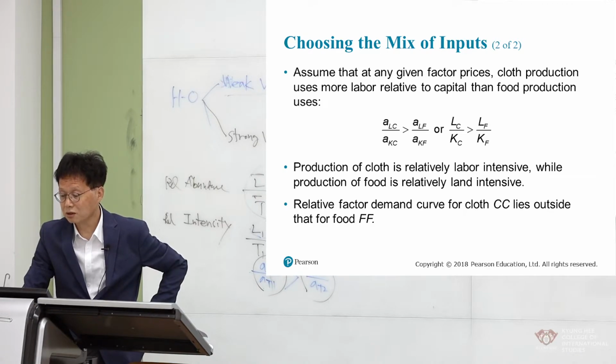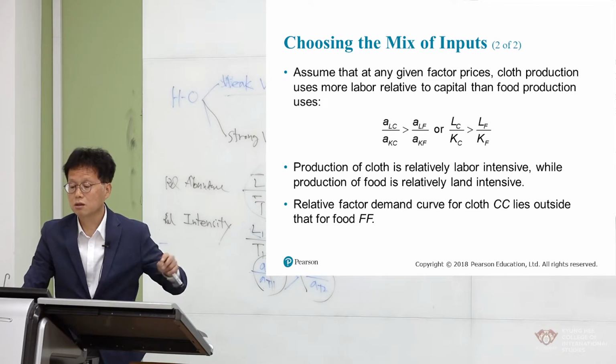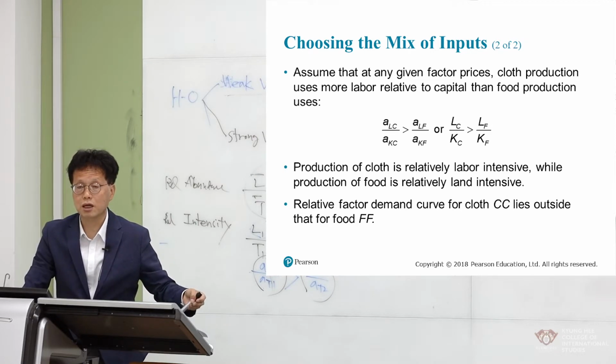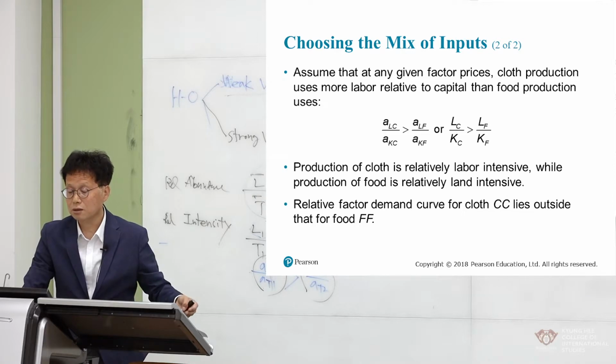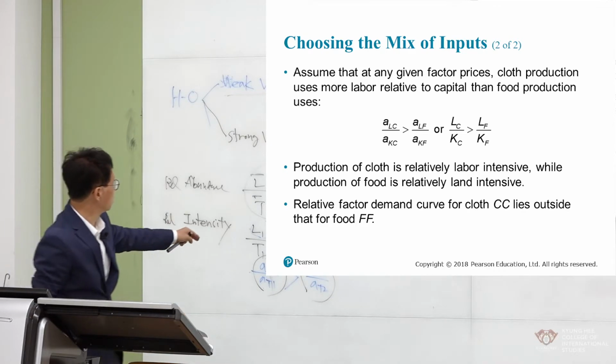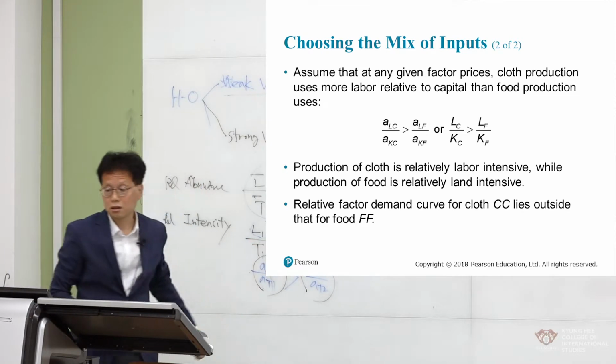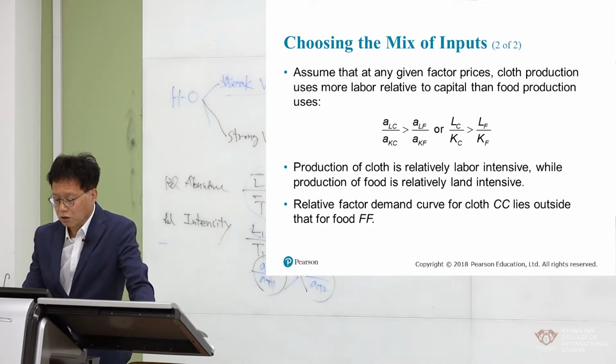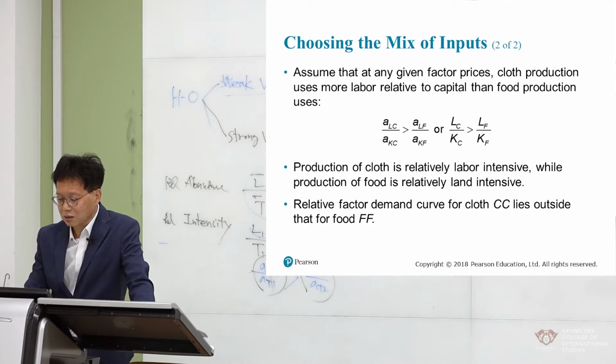That factor intensity condition is needed. So we already know that aL1 over aK1 is higher than aL2 over aK2, because Q1 is labor intensive and Q2 is relatively capital intensive. Or simply talking, L1 over K1 is greater than L2 over K2. This condition: production of clothes is relatively labor intensive, while production of food is relatively land or capital intensive.